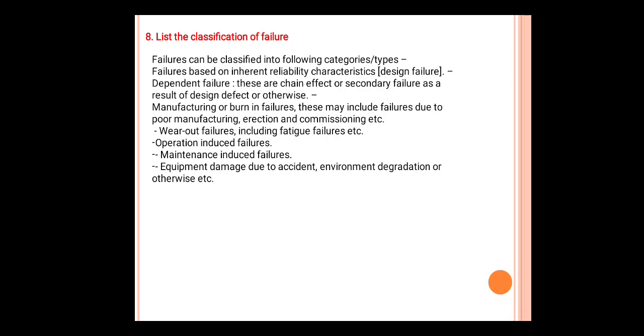Next, list the classification of failures. How the classification is done for failures, we'll see here. Failures can be classified into the following categories: failure based on inherent reliability characteristics; dependent failure, these are chain effect or secondary failures as a result of design defect or otherwise; manufacturing or burn-in failures. These may include failures due to poor manufacturing, erection and commissioning, etc.